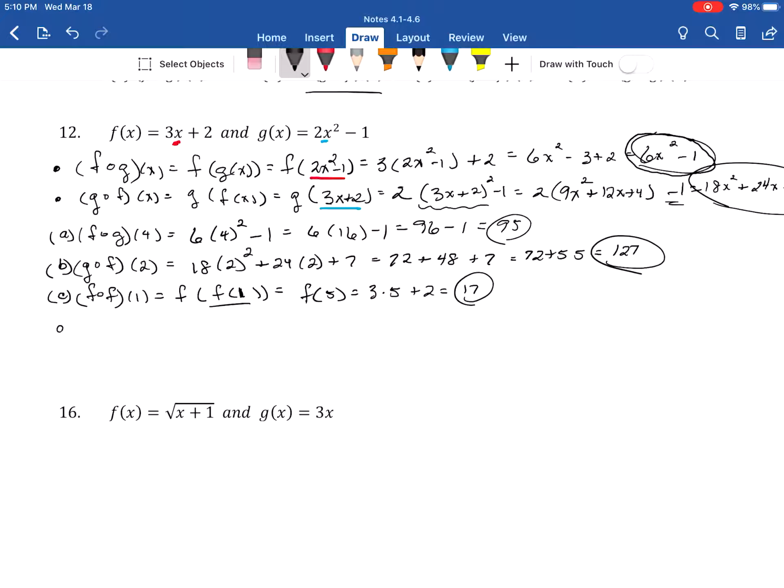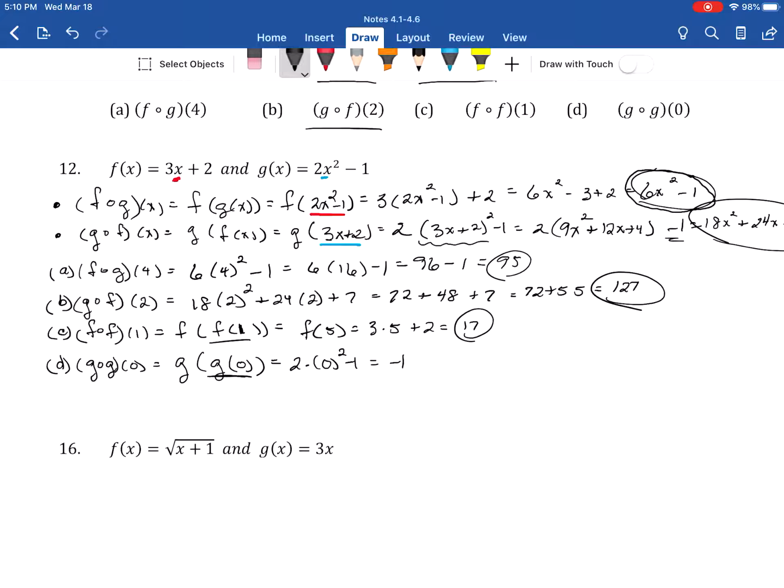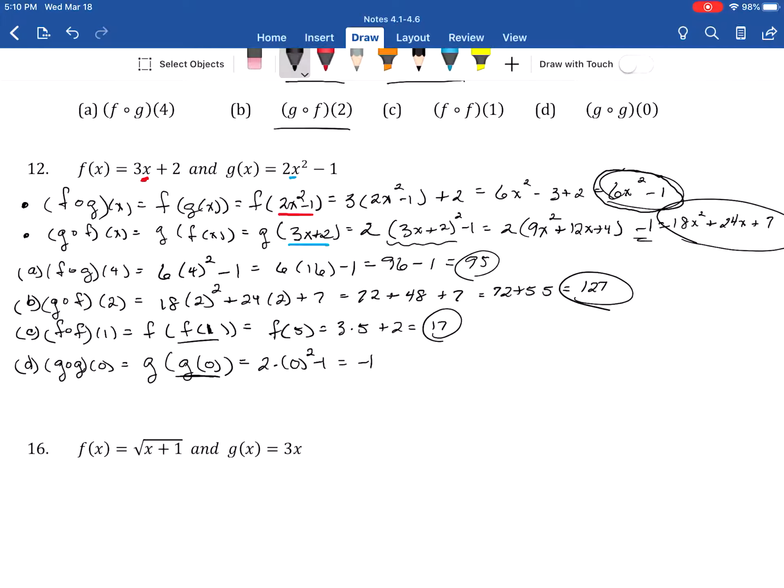And part D. I need to find g of g of 0. Okay, so g of 0, the first time, put 0 into function g, you get 2 times 0 squared minus 1 equals negative 1. Oh, I messed up a little bit. Hold on. I forgot this first g.